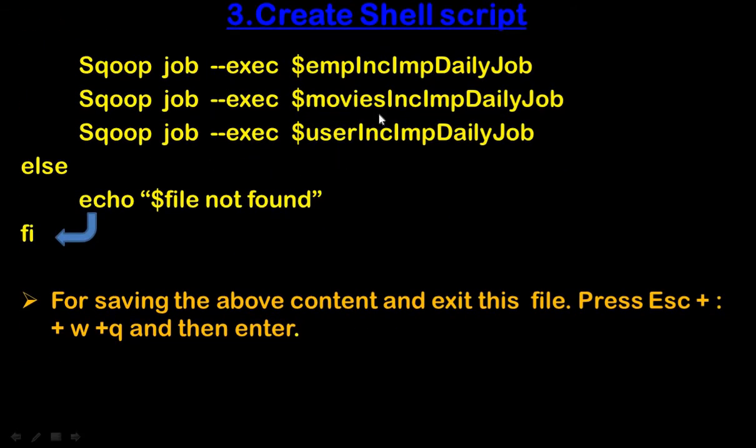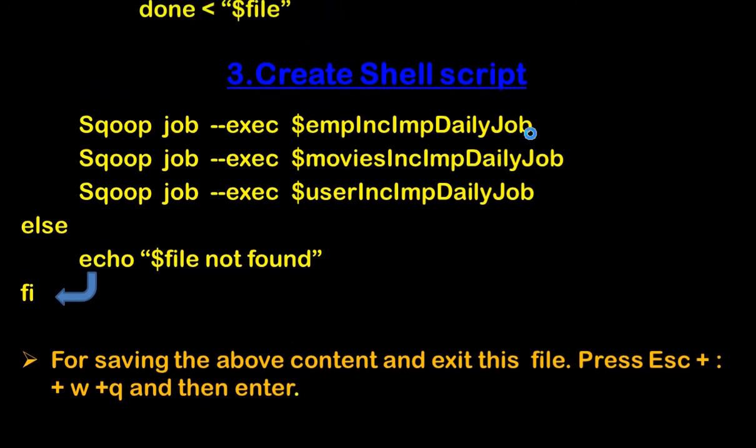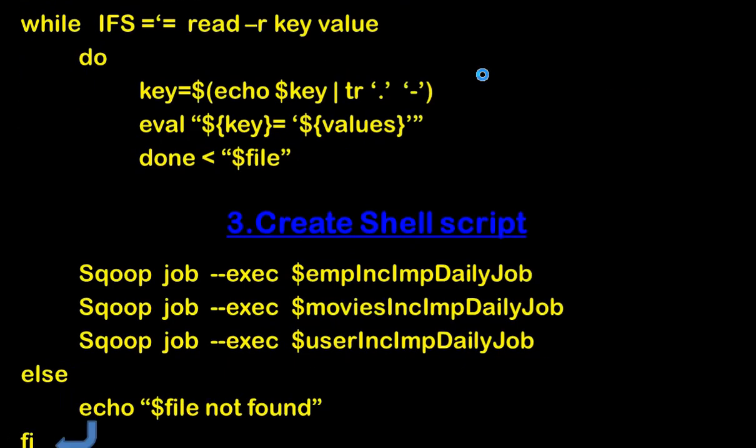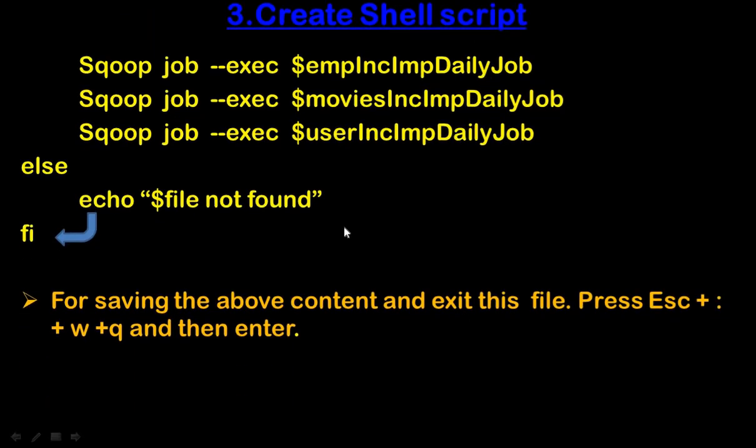So we write a shell script like this way, and after writing a shell script we should save these things into this file. For saving this file we will do the same things. We will press escape, then colon, then W, Q, and then press enter. Then we will save these things in my shell script file and we exit from this file. So like this way we create a shell script.